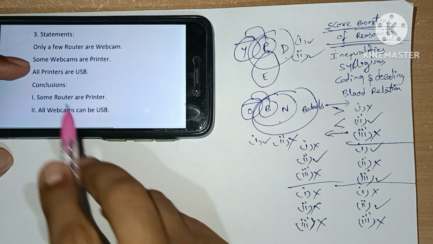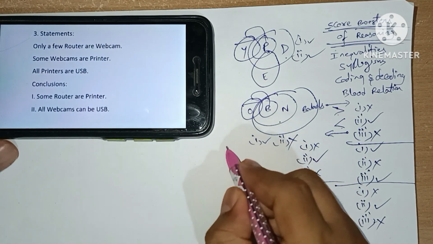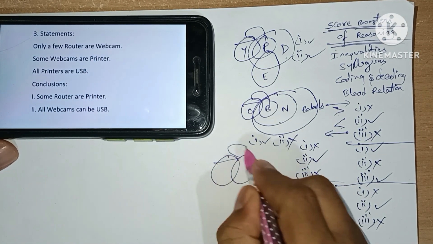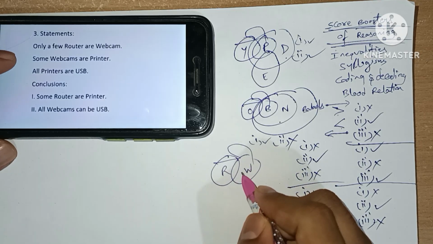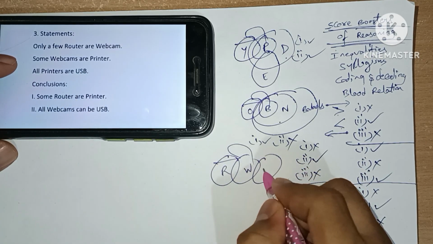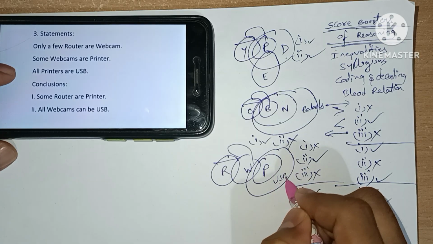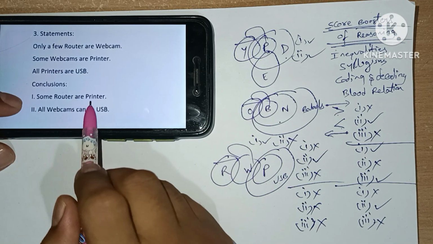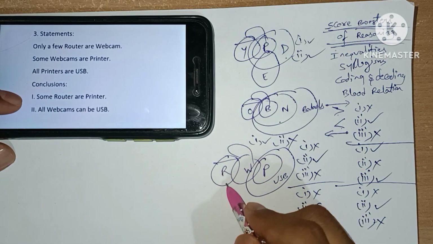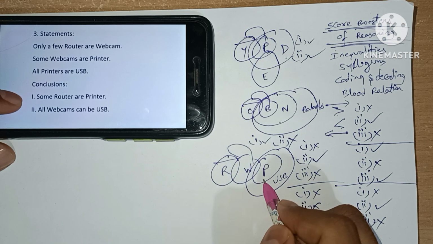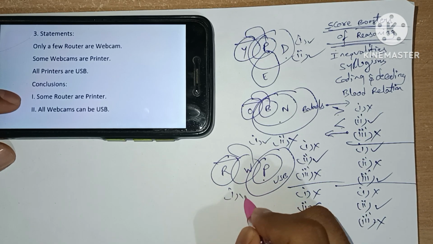Third one, only a few routers are webcam. Some webcam are a printer. All printers are USB. Let's see the conclusions. Some routers are printer. Some part of routers is sharing with printers? No. So the first conclusion is false.